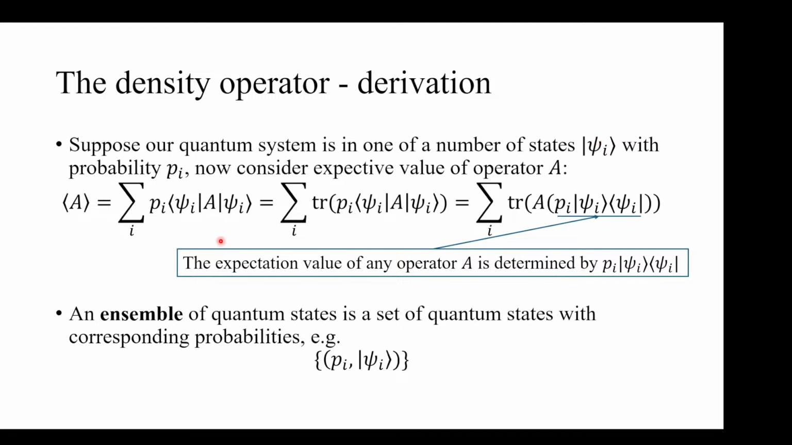Now we do something weird. This is a number, and a number can be viewed as a 1 by 1 matrix, so we can say this number is the trace of itself, because the trace of a 1 by 1 matrix is the same as itself. Then we use the cyclic property of the trace. If you want to do a lot more steps, it's more tricky because you have p i here.